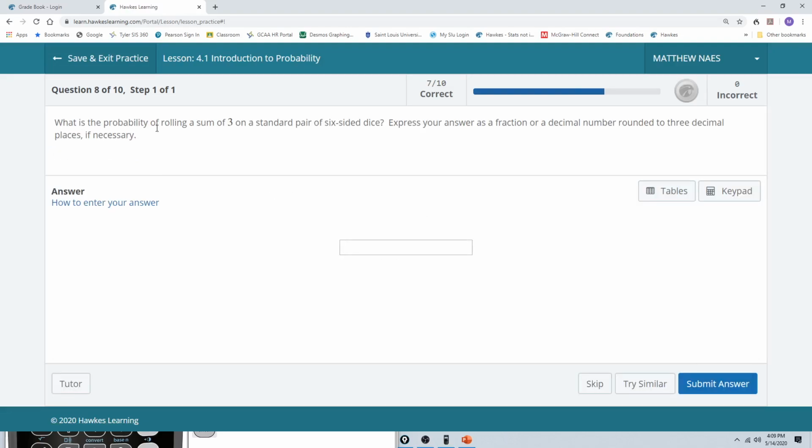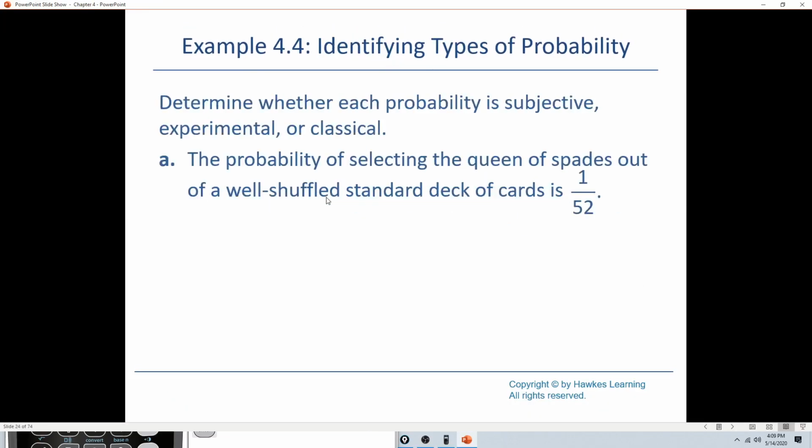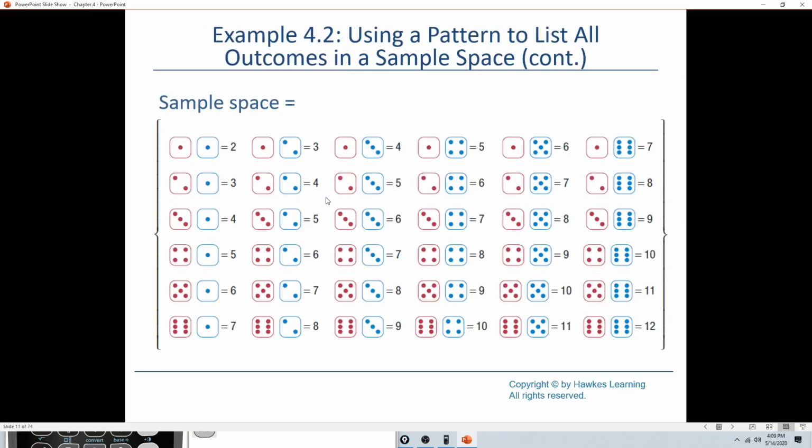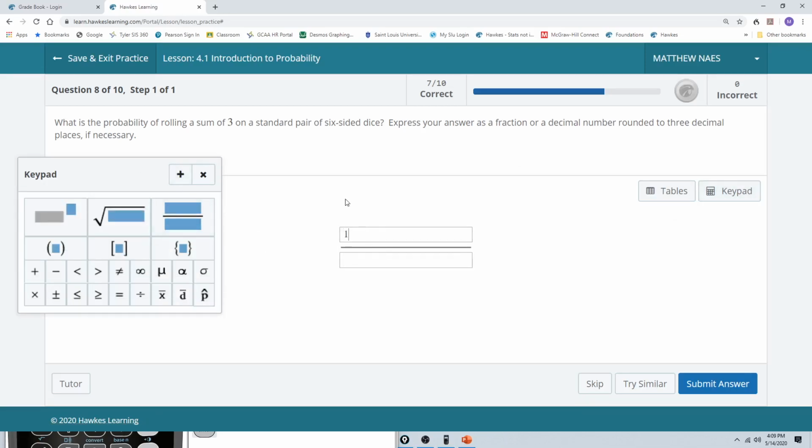All right, what's the probability of rolling a sum of 3 with a pair of 6-sided dice? Now, it might be helpful to have this PowerPoint. You go all the way back to where you get the sample space for dice. There are only 2 ways you can get a sum of 3: a 2 and a 1, or a 1 and a 2. I don't think they give us the option here, but everything's open notes, so I would have that as a note. So there's 2 ways, so there's 2 out of 36, which does reduce to 1 out of 18.